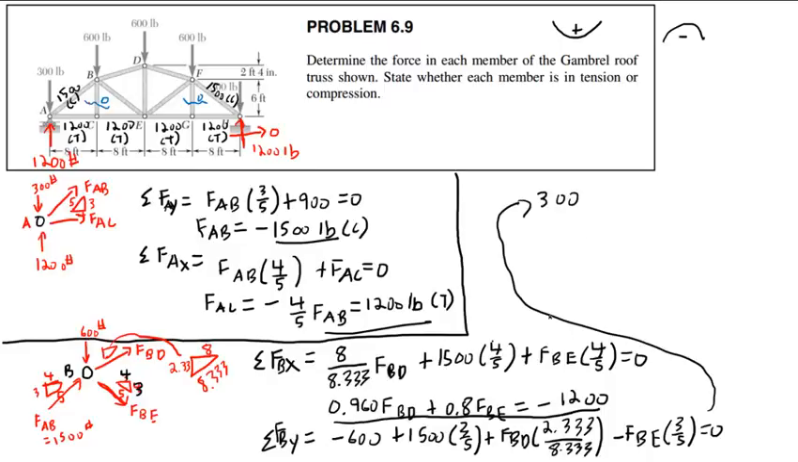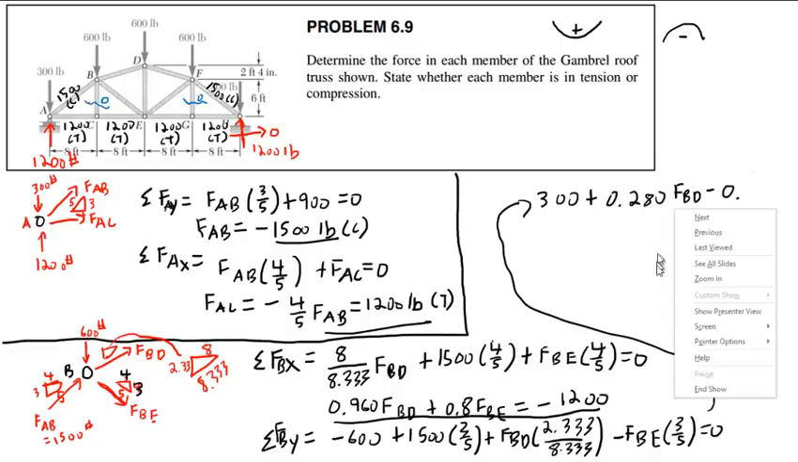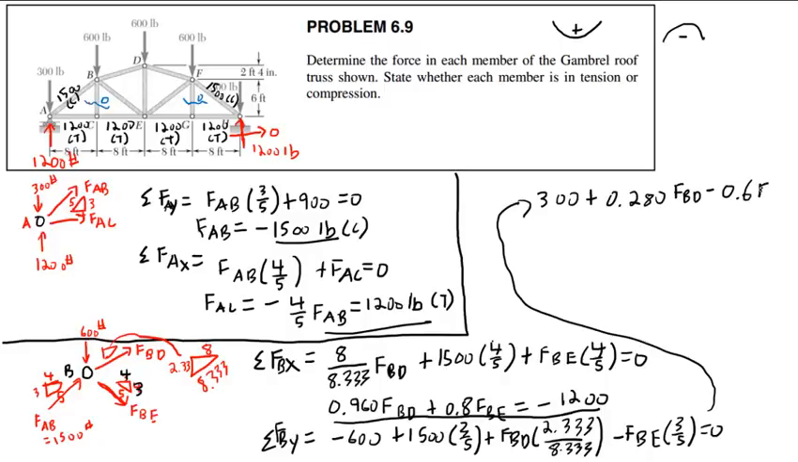let's see, 2.3333 over 8.3333. So 2.0. Let's see, plus 0.280 FBD minus 0.8, 0.6, sorry, 0.6 FBE. We have simultaneous equations. Isn't that lovely?